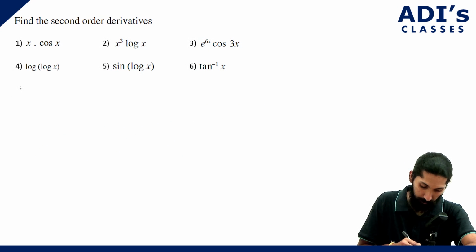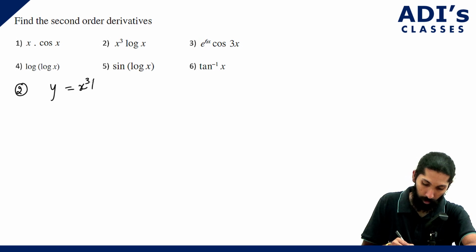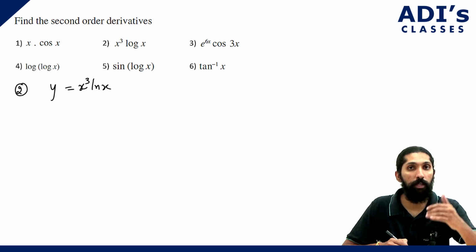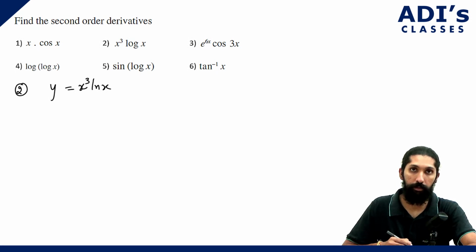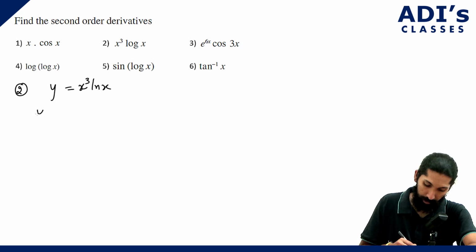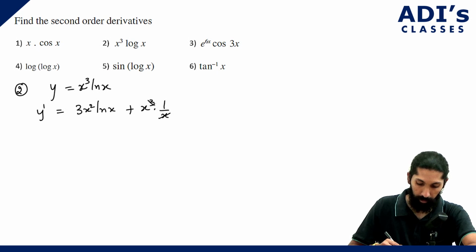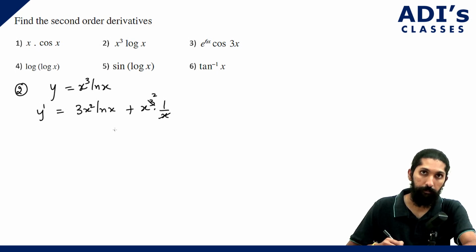See the second one, y is equal to x cube log of x. Again, product rule as well as chain rule, both you need to apply here, right? So first y dash is going to become 3x square into log x plus x cube into 1 by x, which you can make it as x square, correct?